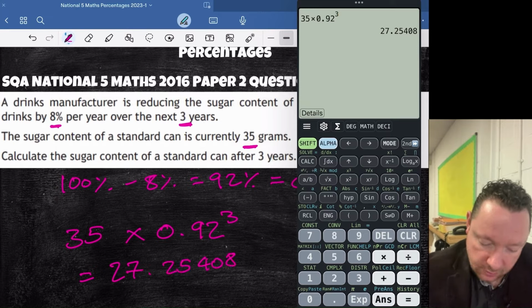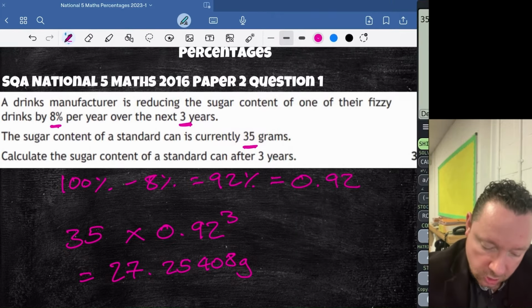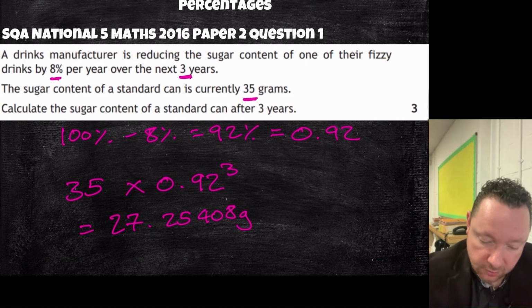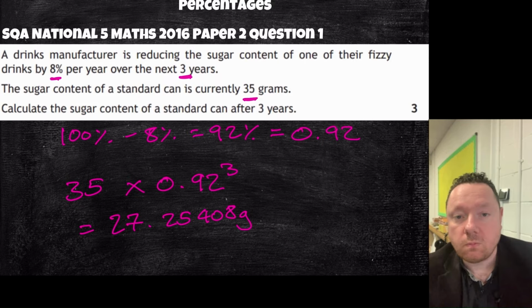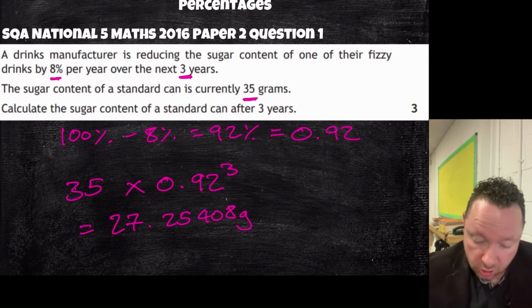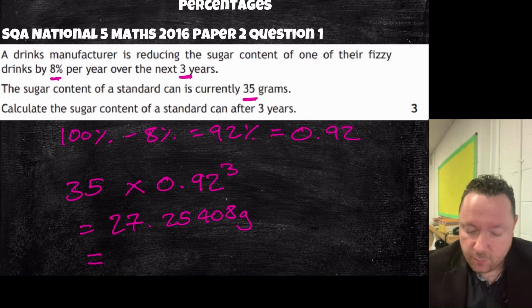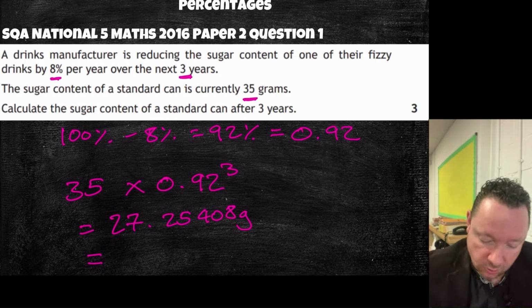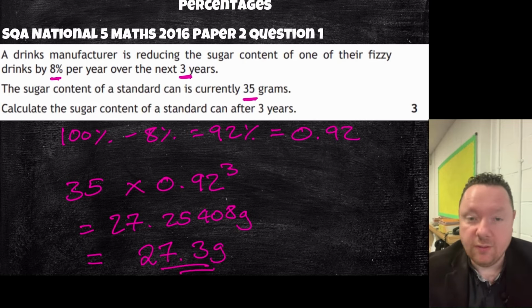27.25408 grams. Just check, is there any particular rounding involved? Nope. So chances are there will not be a mark for rounding, so you could just write it like that. Or if you want to neaten this up a little bit, 27.3 or 27.25 would be an acceptable answer. I'm just going to write 27.3 grams. Even 27 would be fine.